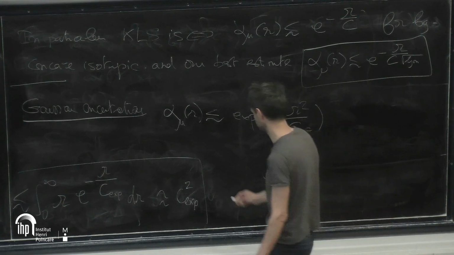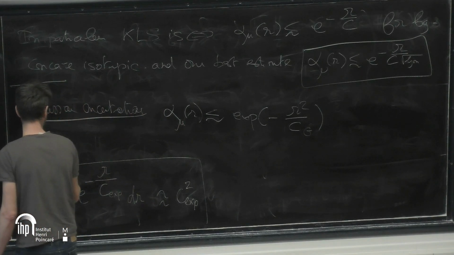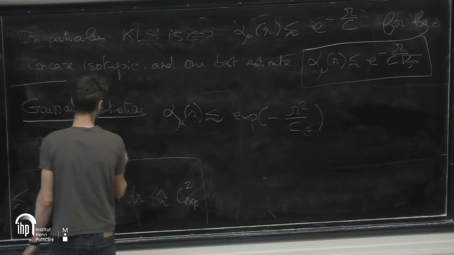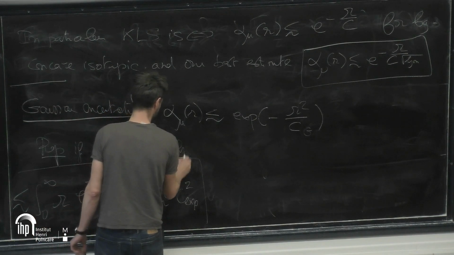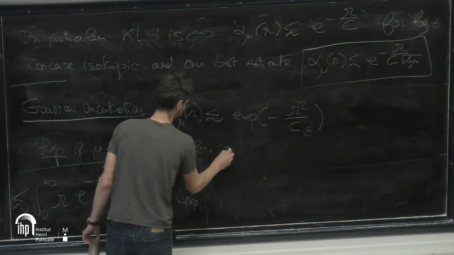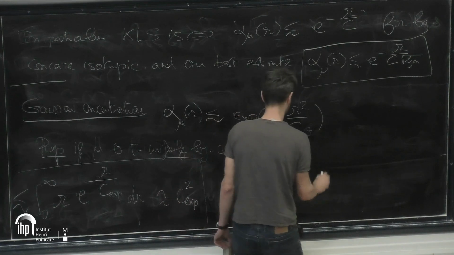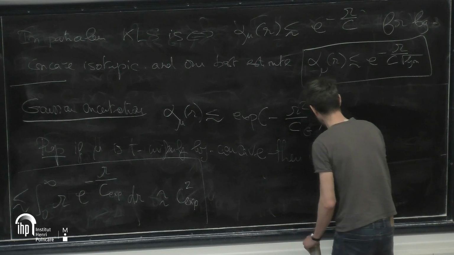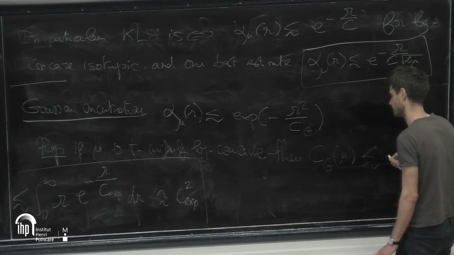Let me write a proposition. If mu is T-uniformly log concave, then the Gaussian concentration constant of mu is less than or equal to 1 over T.